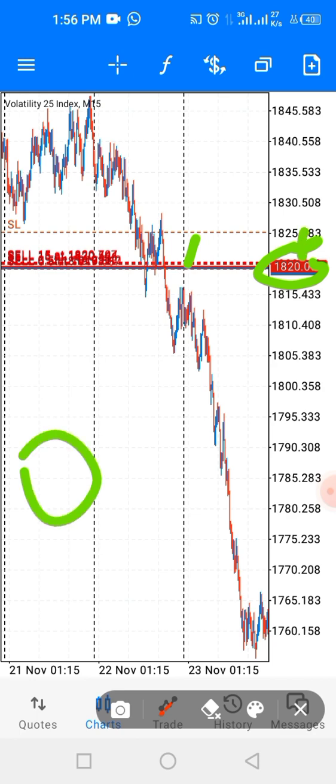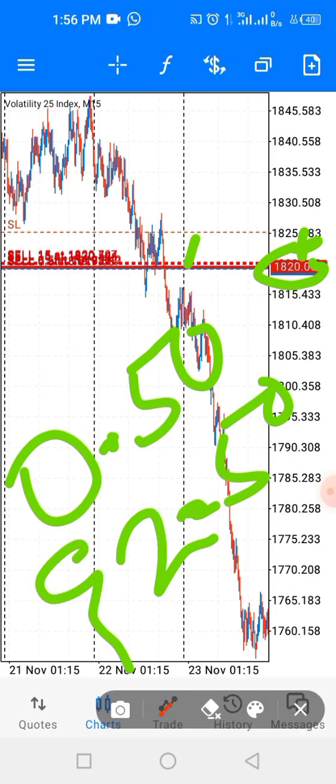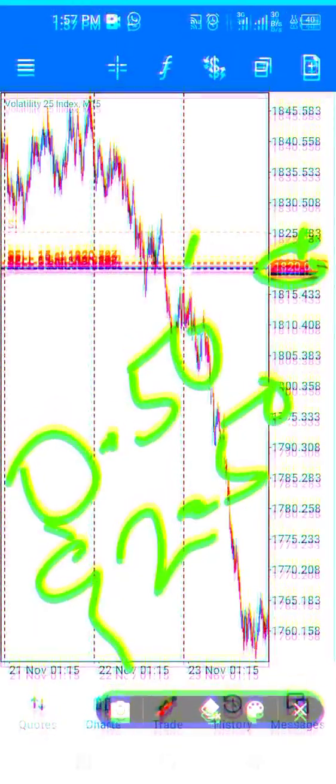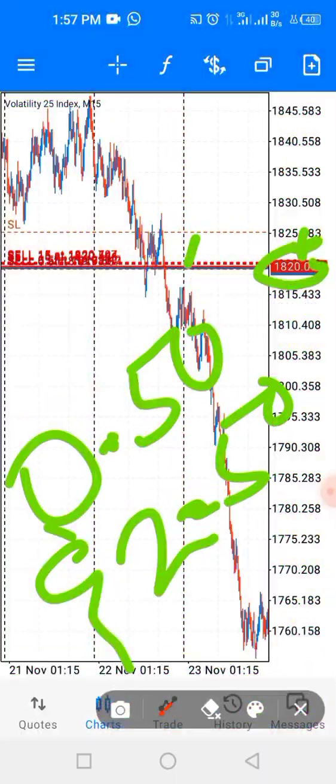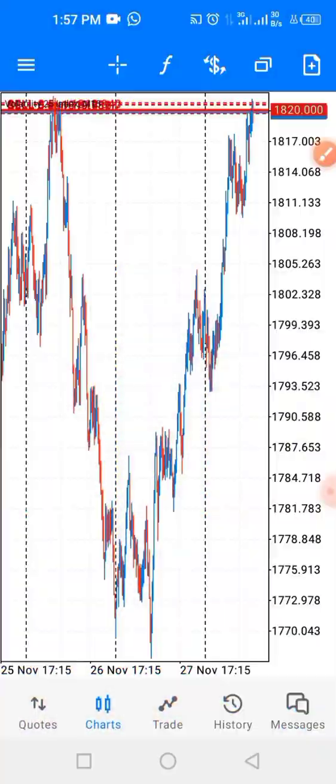On a minimum loss size of 0.50 on volatility 25, I should be losing $2.50. So $2.50 should be my SL. That is not much to risk. Even in a $10 account, that's not much to risk when you are sure of what you are doing. So that's the risk that I took there.